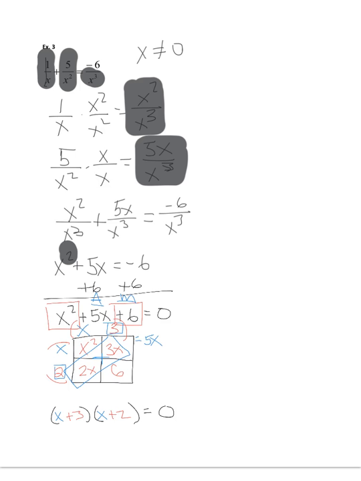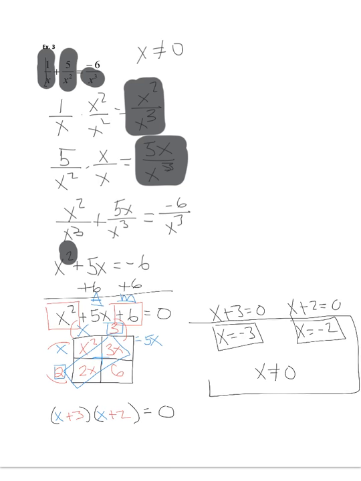But I still have yet to find what x equals. Well, now that I've changed my standard form equation of a quadratic to factored form, I now can take my factors and set them equal to 0, and we get x equals negative 3 and x equals negative 2. But we can't forget about the one restriction, which is x cannot equal 0, and this would be your solution for this rational equation.